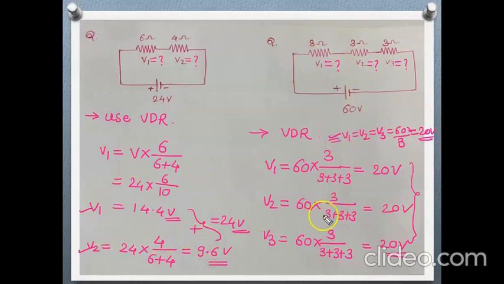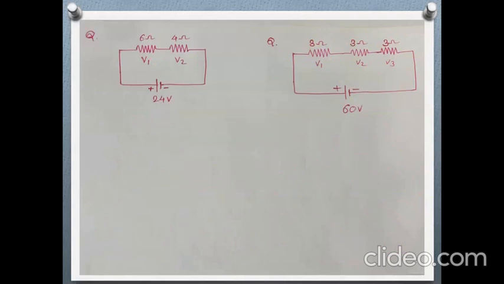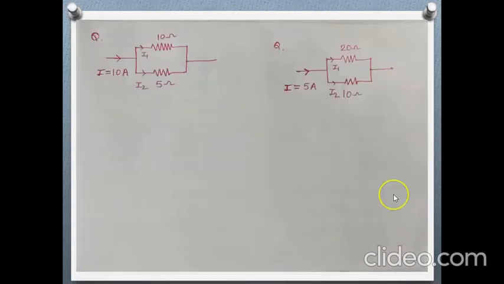Now let's take another example. Here the question is, the circuit is given where 10 ohm and 5 ohm are connected in parallel, and the total current flowing through the circuit is 10 ampere. Here we want the value of I1 and I2.